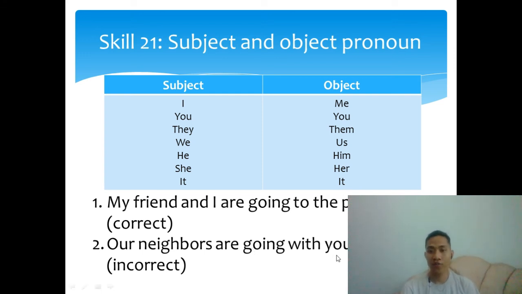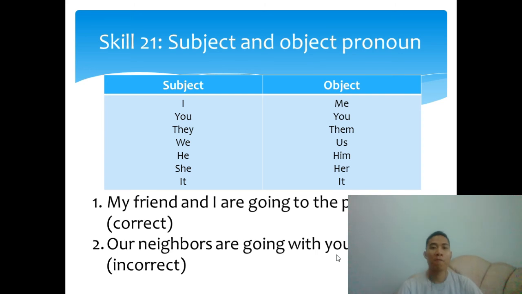Remember the form of you. Okay, you is okay because for you as the subject and the object, the form is the same. But I here is the problem. Why? Because if it is object, the form should be me, not I. Okay, right. You got it?